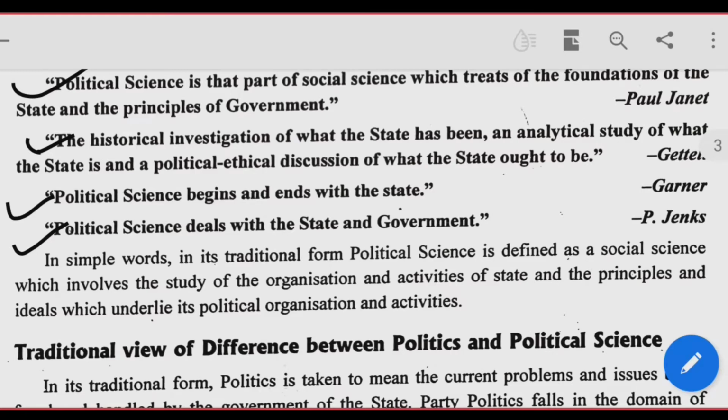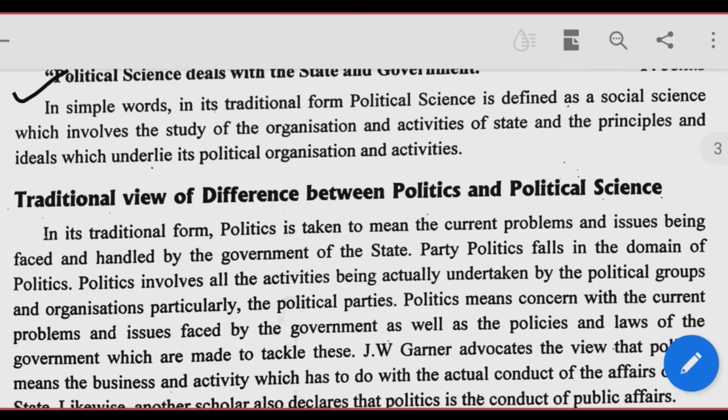Okay, so you cannot change the words here and there. Just learn these definitions so that it will be easy to answer whenever you are asked. Okay, now let us move on to the differences. According to the traditional view, what is the difference between politics and political science?